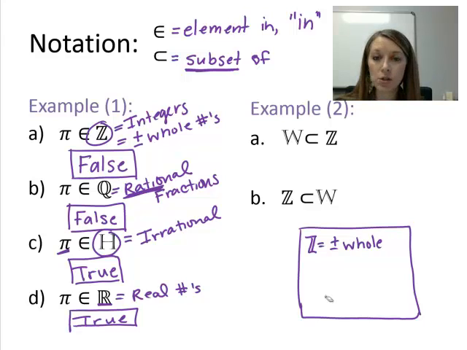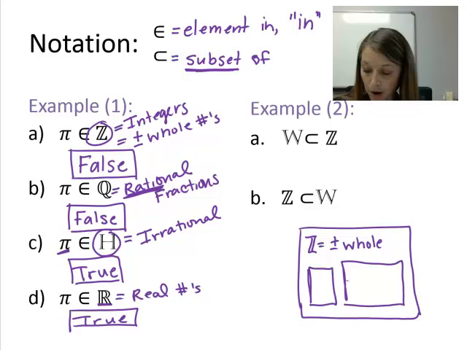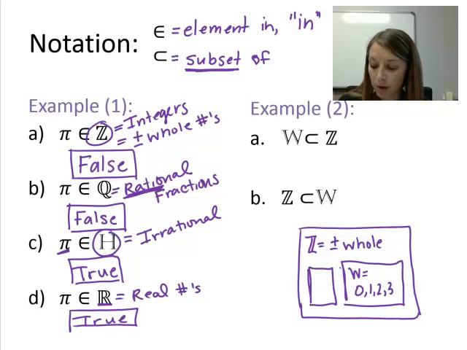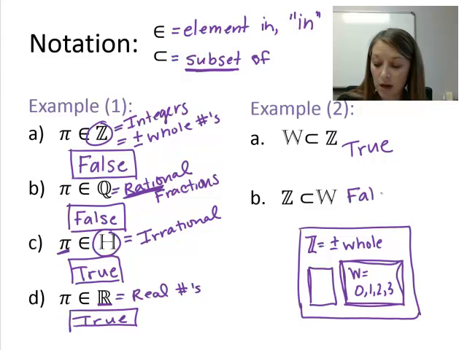And then we split that into two smaller boxes, one where I take off the negative numbers and one where I just look at the whole number part of it, the double bar W, which stands for 0, 1, 2, 3, so on and so forth. So in this case, a whole number is a subset of an integer. So W is a subset of Z. So that means this one is true, and that means this other one here is false. It cannot work the other way around. So I have my answers for both of those examples here.